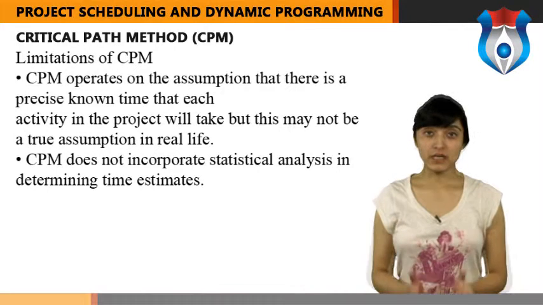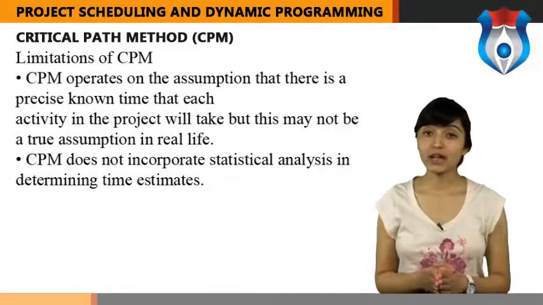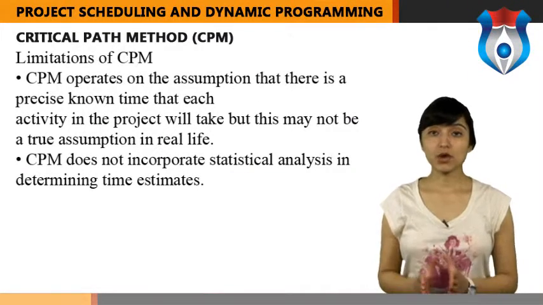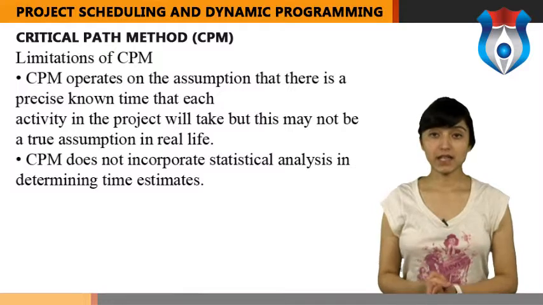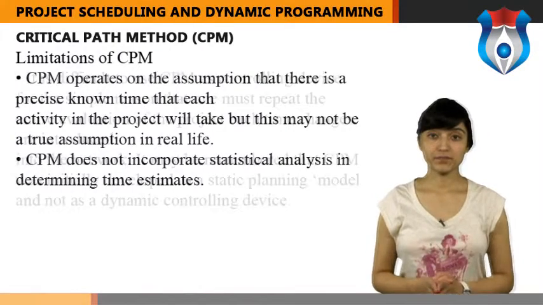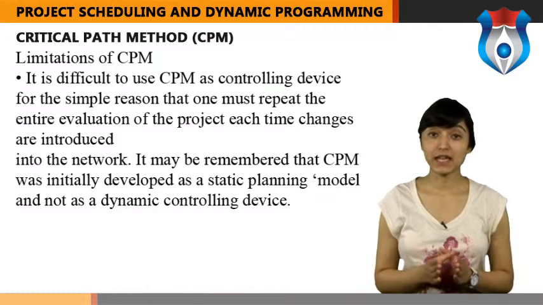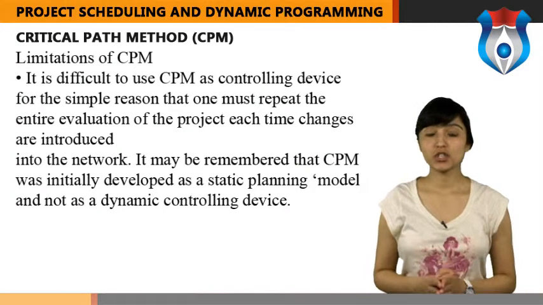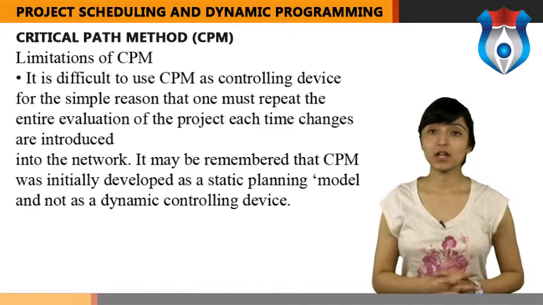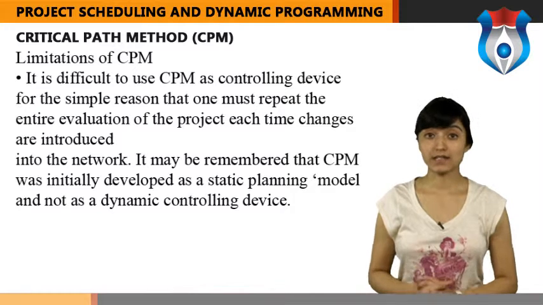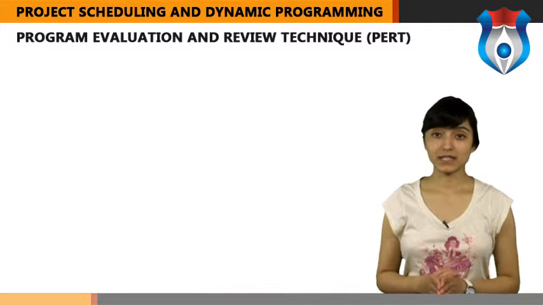Limitations of CPM. CPM operates on the assumption that there is a precise known time that each activity in the project will take, but this may not be a true assumption in real life. CPM does not incorporate statistical analysis in determining time estimates. It is difficult to use CPM as a controlling device for the simple reason that one must repeat the entire evaluation of the project each time changes are introduced into the network. It may be remembered that CPM was initially developed as a static planning model and not as a dynamic controlling device.